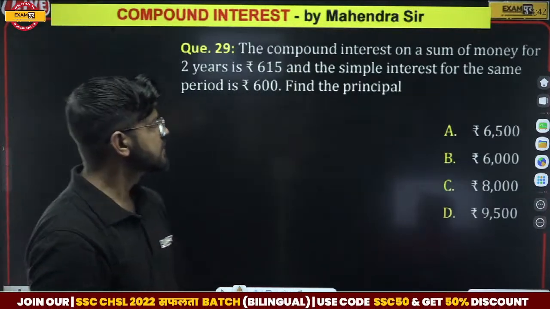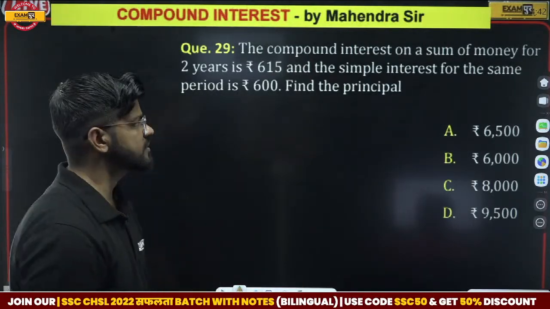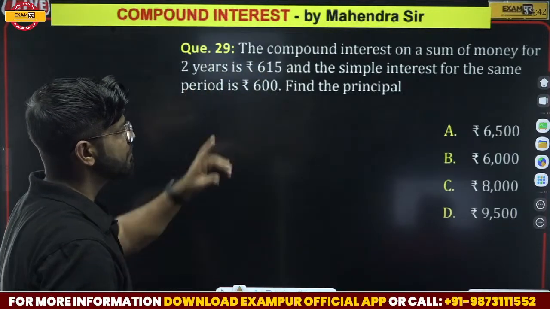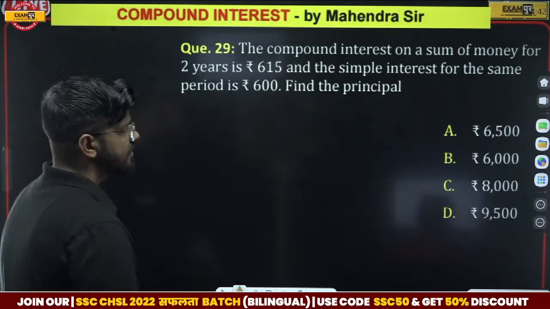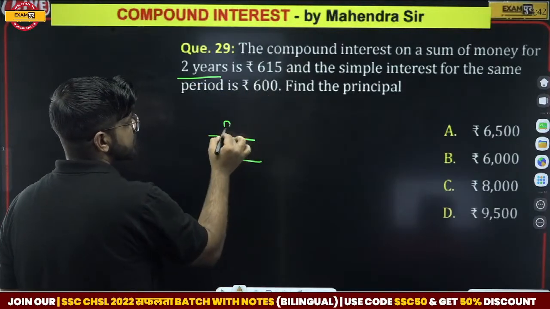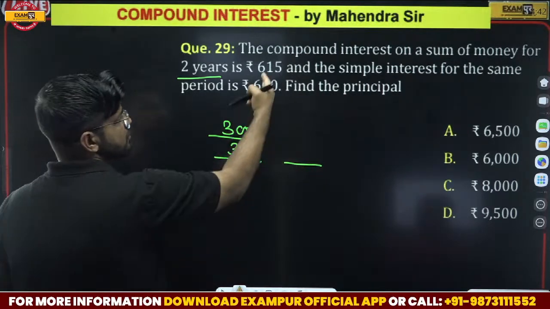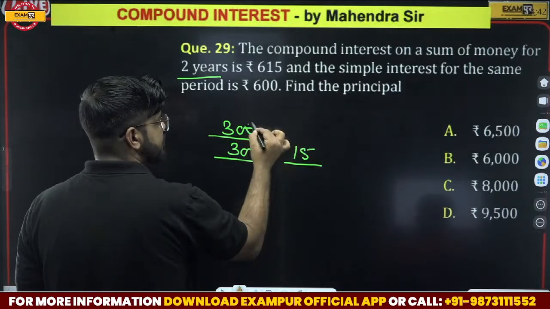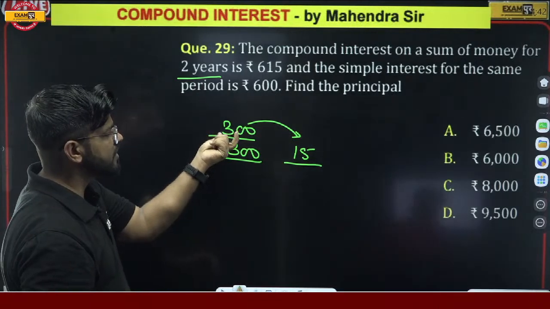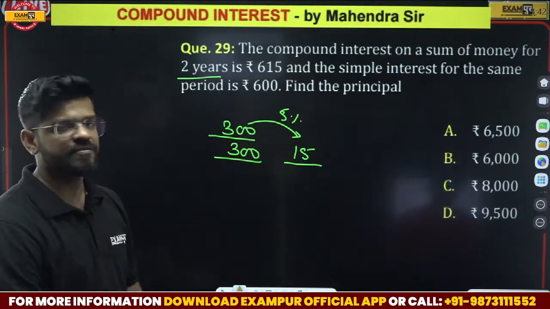Question number 29. If you got the previous one, tell me the answer of this question. The compound interest on a certain sum of money for 2 years is 615. The simple interest for the same period is 600. For 2 years, simple interest is 600, that means 300 here and 300 here. Now this is the difference between them. So the difference is 15. How will we get 15? If I talk about 10%, it should be 30. Now it is half of 10, that means it should be 5%.